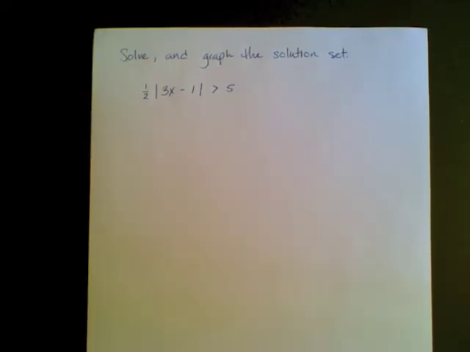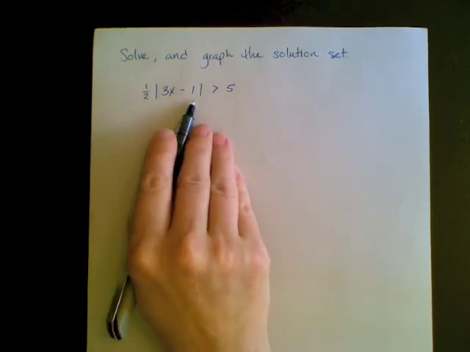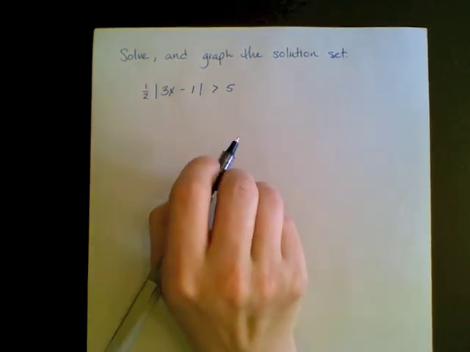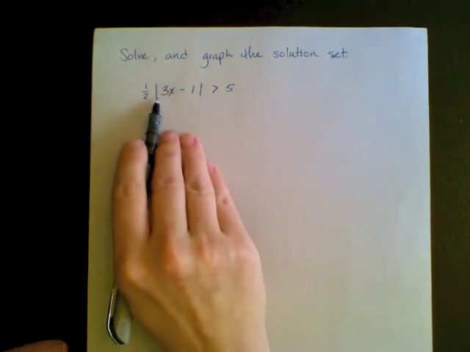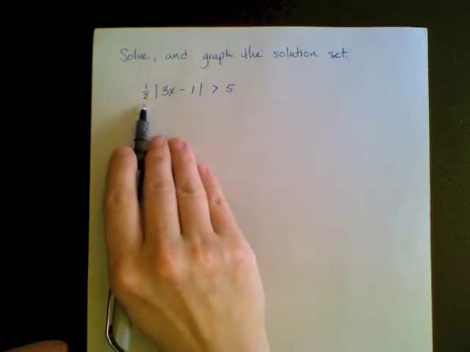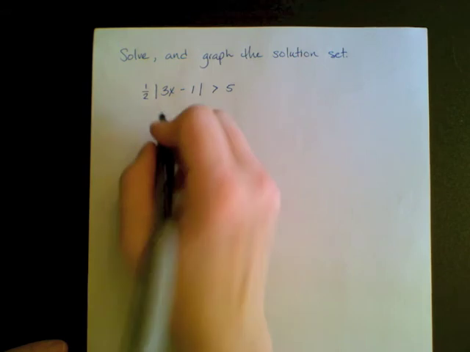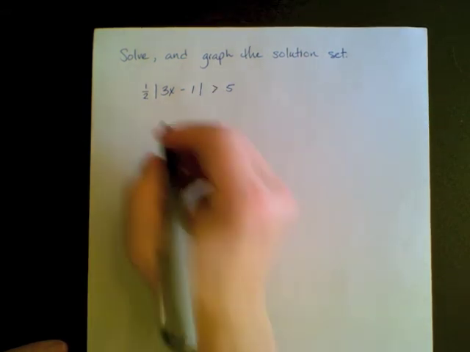Our next example is this, solve and graph the solution set, where we have 1/2 times the absolute value of 3x minus 1 is greater than 5. So here, I don't have my absolute value expression isolated yet. The first thing I want to do is get rid of this 1/2. I'm going to do that by multiplying both sides by 2. Since 2 is a positive number, I don't have to worry about flipping my inequality symbol.